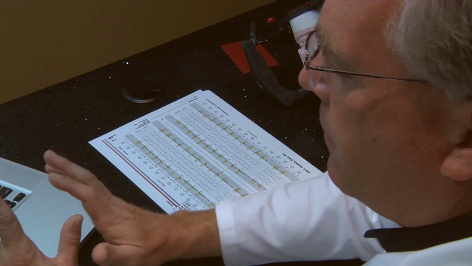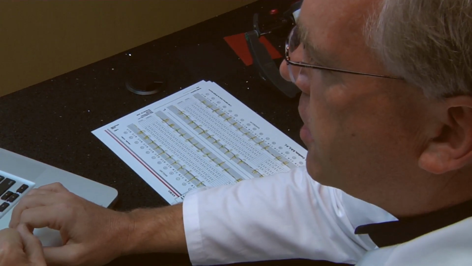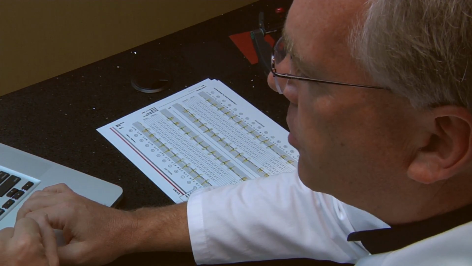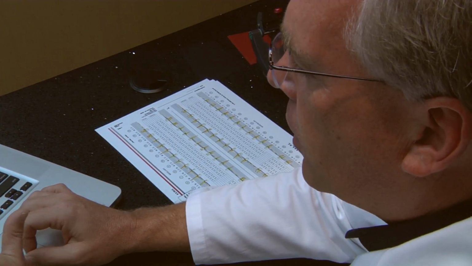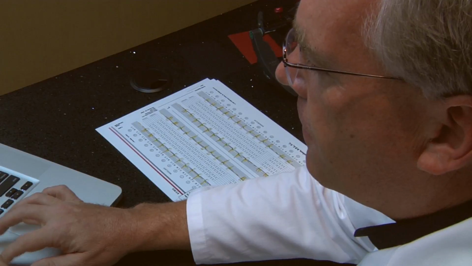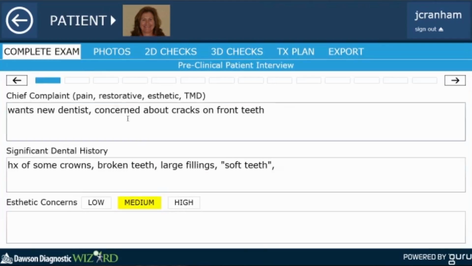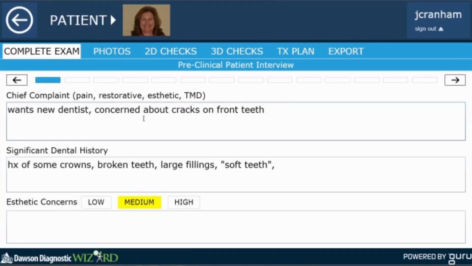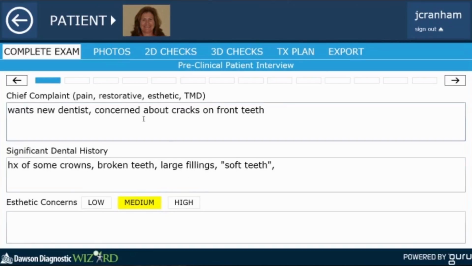So what I want to do is spend a minute going through the examination, the findings, so you can bring us up to speed with what's going on with Cheryl. We'll look at the photographs, then start through the checklist here. So in terms of the preclinical screening, she came to the office, basically was interested in finding a new dentist, was concerned about the cracks on her front teeth. She has some history of crowns, broken teeth, large fillings, and what she described as soft teeth. And her aesthetic concerns initially were sort of low to medium. She wasn't really describing things to me that were really wrong.